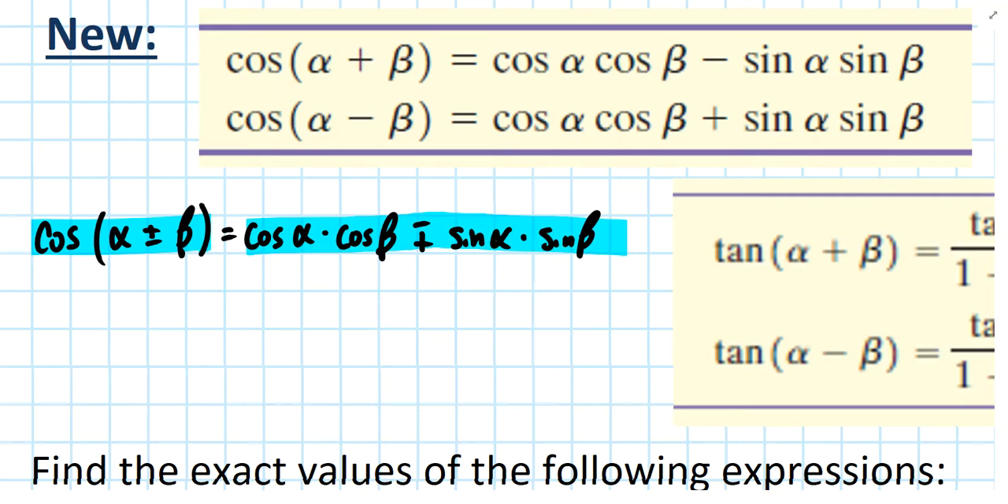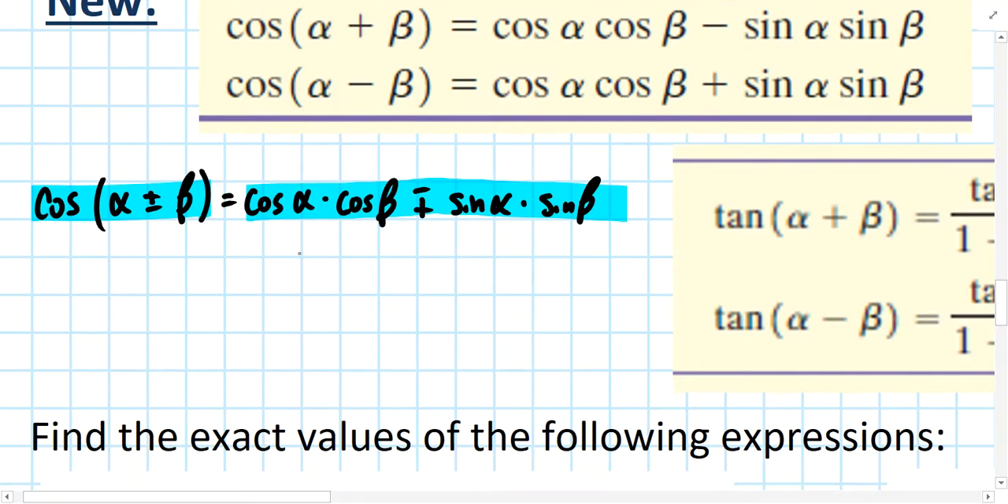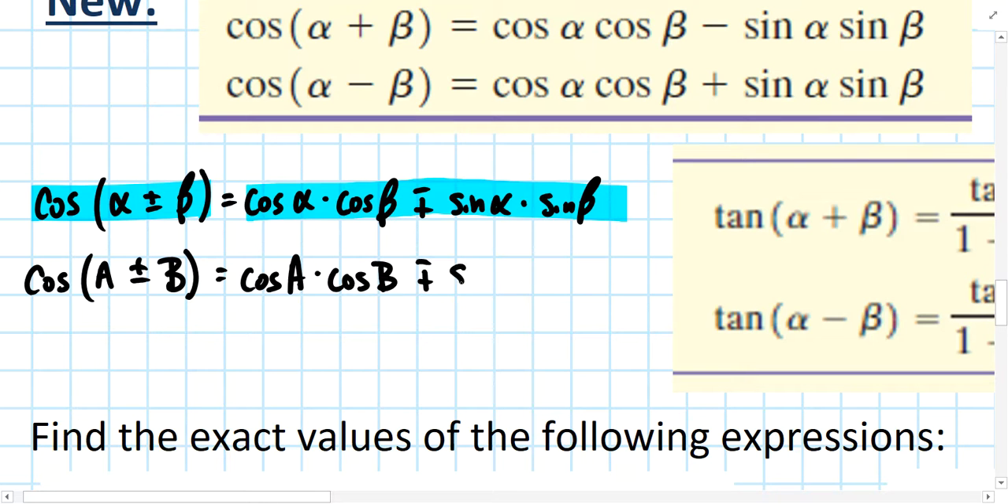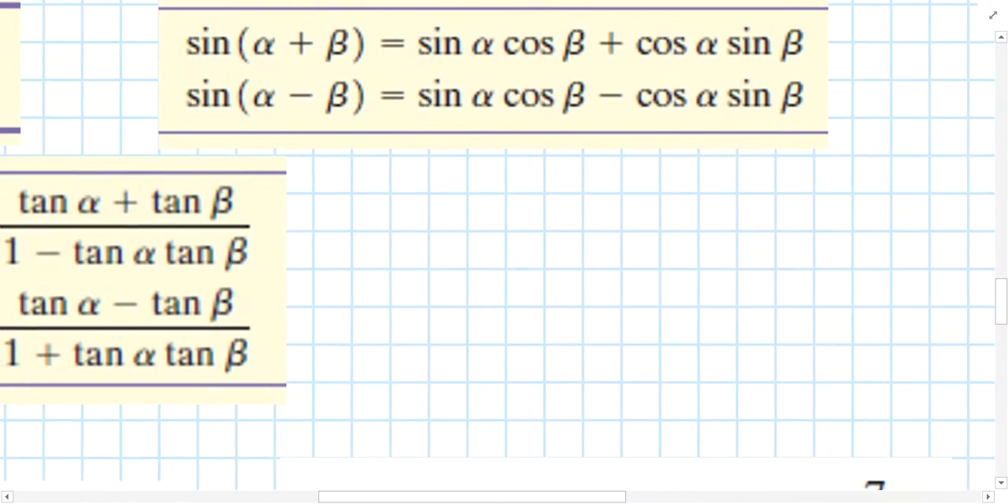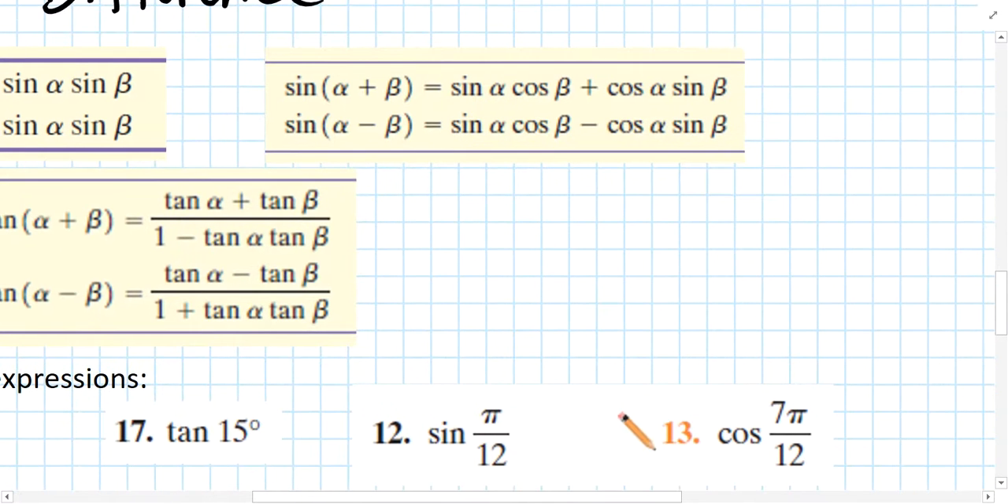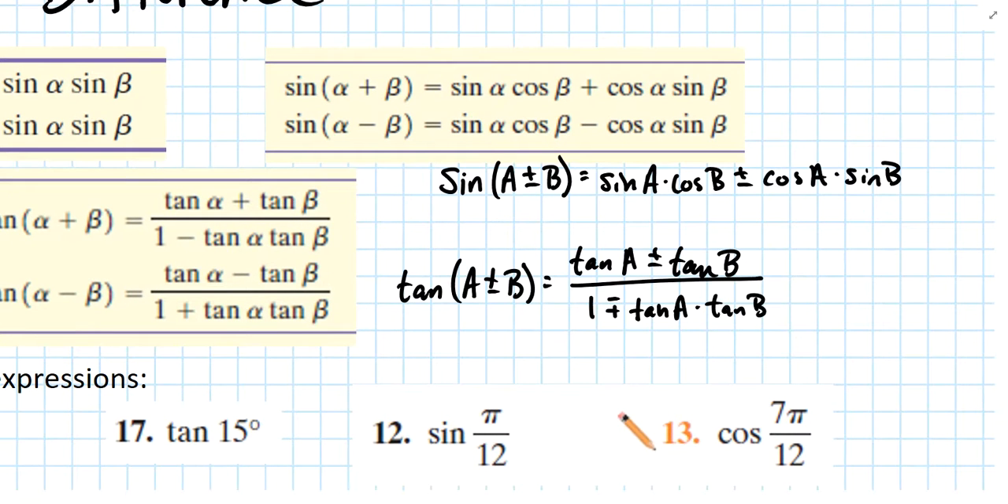Not only might you see these identities written this way, combined into one, but I've also seen them written with the letters A and B. So you might see cosine of A plus or minus B equals cosine A times cosine B minus plus sine A times sine B. So be on the lookout for that when researching and practicing on your own. The same can be done for these other two examples on the right side as well. And here are those two other formats.